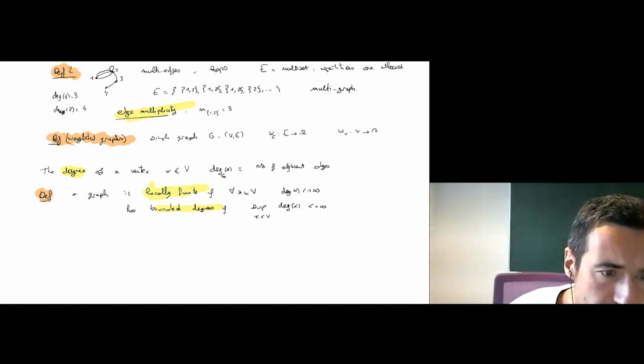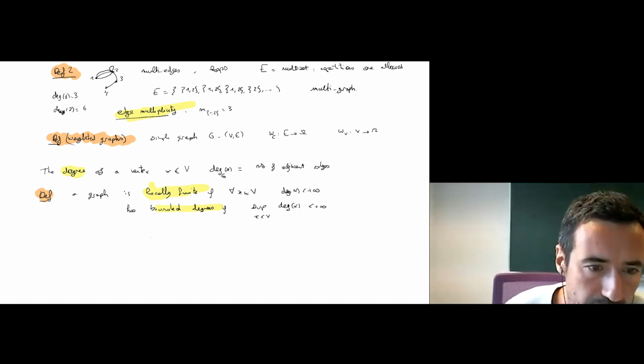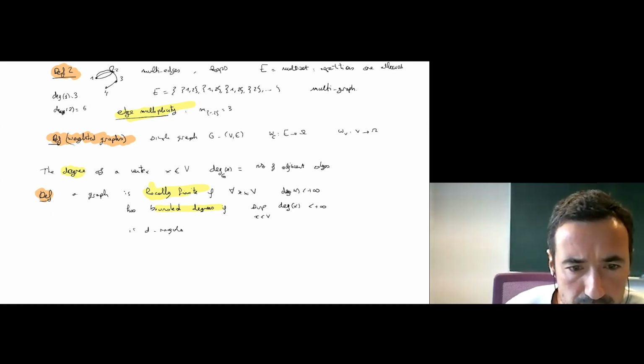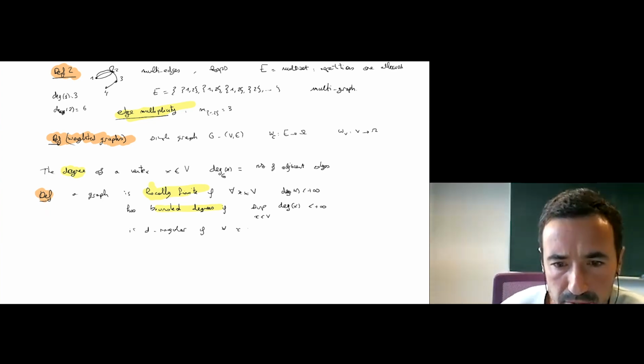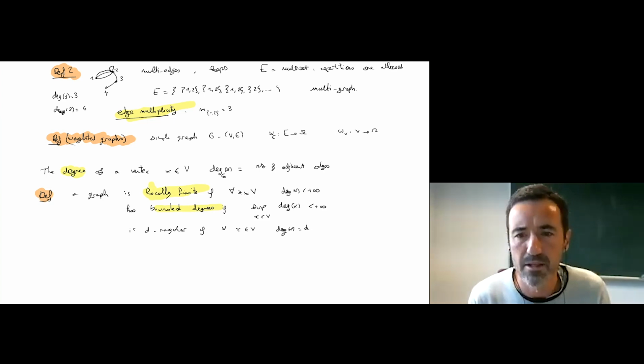Another notion: a graph is regular if the degrees are all the same. The graph is, let's say, d-regular, where d is an integer, if for all x in V the degree of x is d. So all degrees are the same.